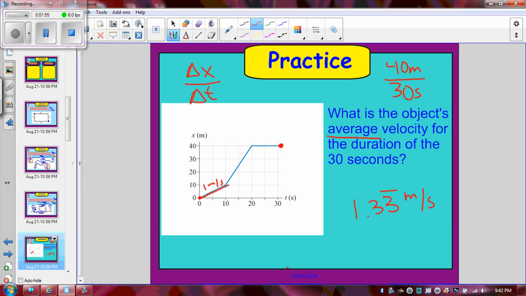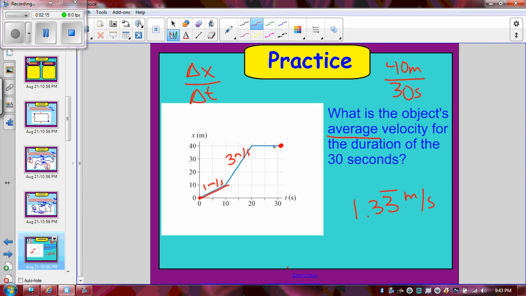If we were to look at the slope of the second line, we can look right away and we can tell it's going to be steeper or faster. But let's actually figure out what the slope is for this line. If you look at the rise, or change in x, it's going to be 10, 20, 30 over 10, which is 3 meters per second.